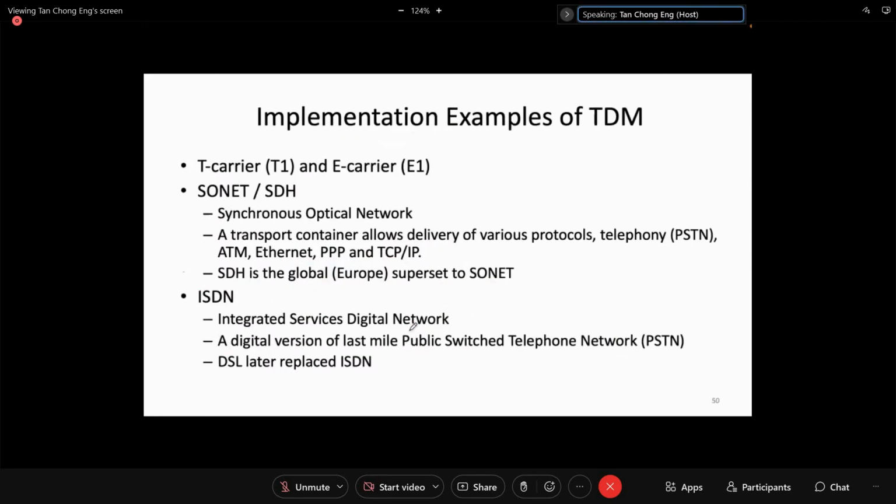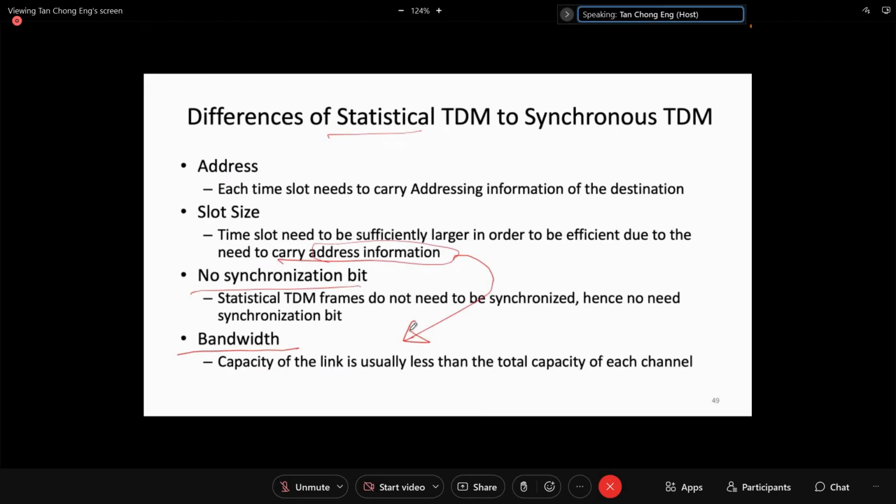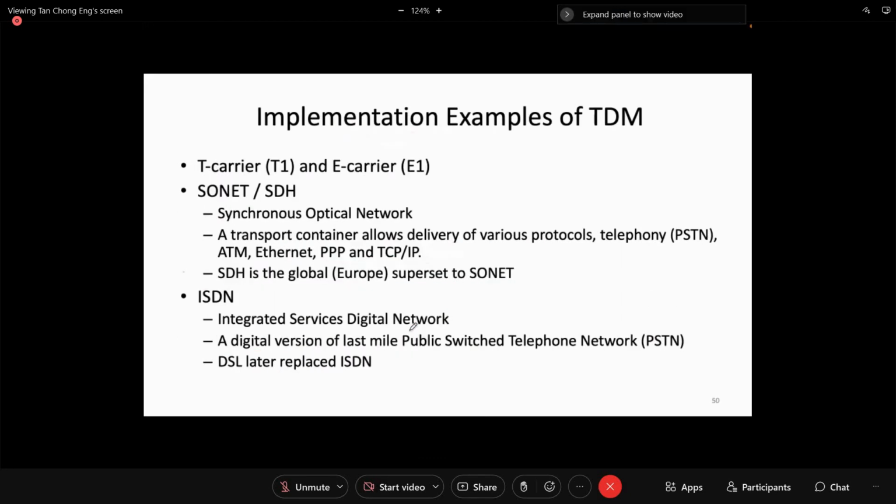Right. So these are some of the implementations of this sort of statistical TDM system. For example, the T1 carrier, E1 carrier, SONET, SDH, ISDN. Those are the network technologies that adopt time division multiplexing so much.